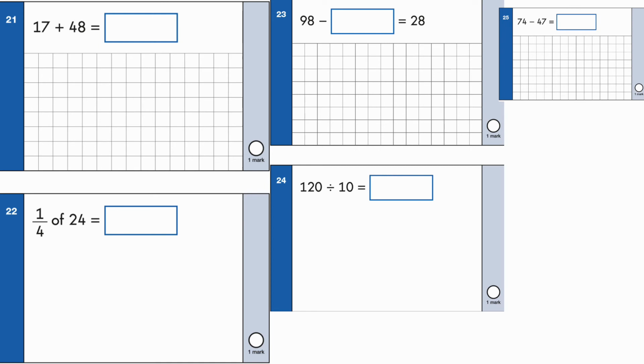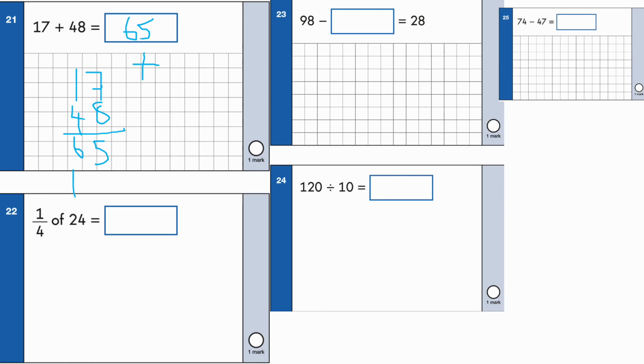This is question number 21. 17 plus 48. So 17 plus 48. Okay, so being very, very careful with our addition here. 7 plus 8 is 15. So 5, carry the 1. 1 plus 4 is 5. Plus that 1 is going to be 6. So the answer is 65. Okay, so remember that when the answer in one column is 10 or above, then you carry the next digit for the next appropriate and associated column, if that makes sense.